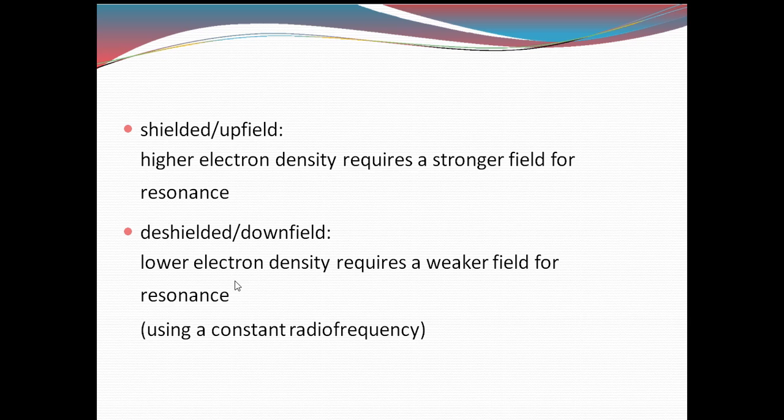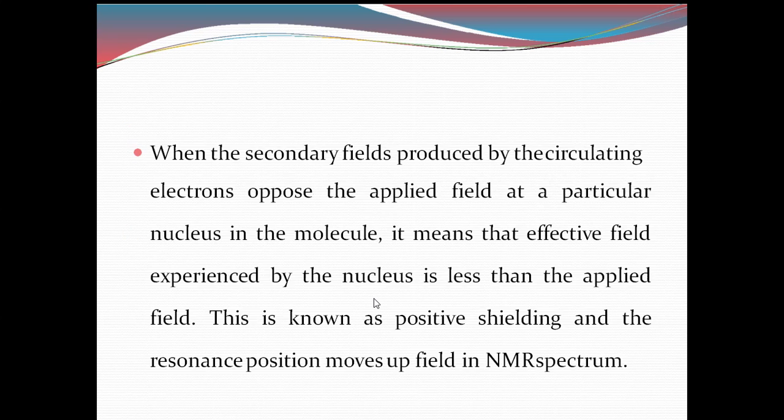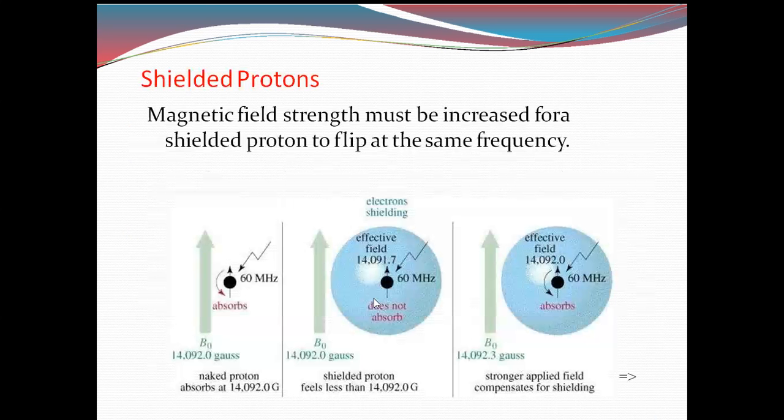And what is meant by de-shielded? When a molecule is surrounded by few electrons, that means low electron density, it will generally absorb at a weaker field at a constant radio frequency. So all these terms are at a constant radio frequency. In the picture itself, we have shown that. In the case of 60 megahertz, we are applying the 60 megahertz radio frequency, but at a low magnetic field. As it is very free, it can easily absorb.